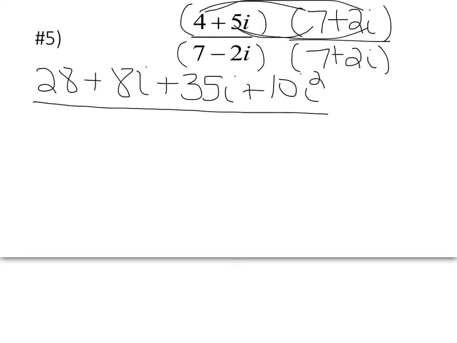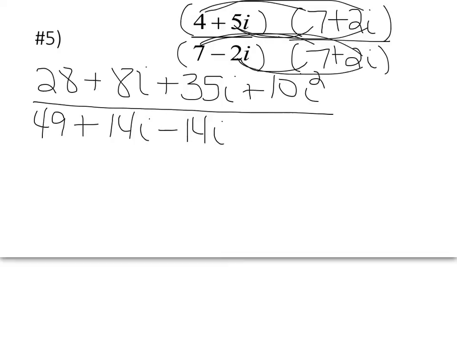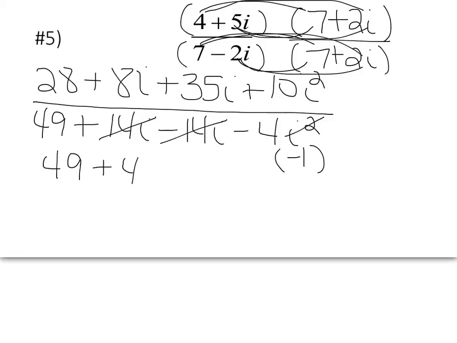And this is all over, in the denominator, 7 times 7 is 49, 7 times 2i is 14i, -2i times 7 is -14i, and -2i times 2i is -4i squared. The whole purpose of multiplying by the conjugate is that your middle terms in the denominator cancel, and then you're going to change your i squared to -1. So in the denominator, you're left with 49. It ends up being plus 4, because it's -4 times -1.